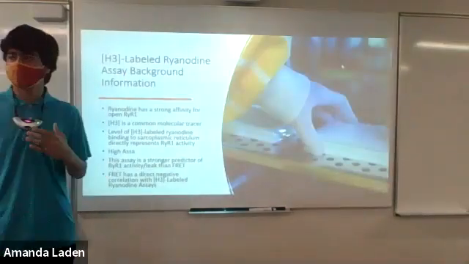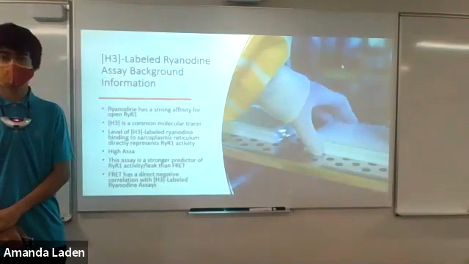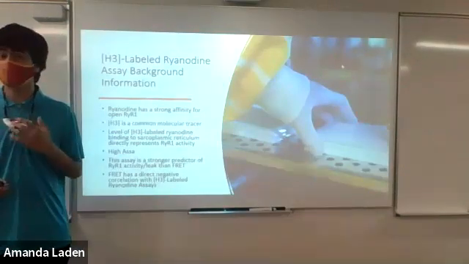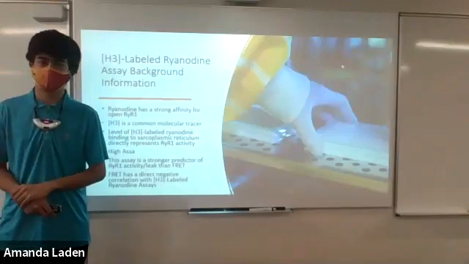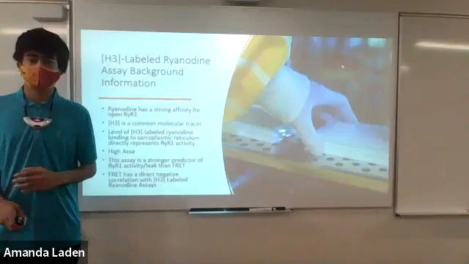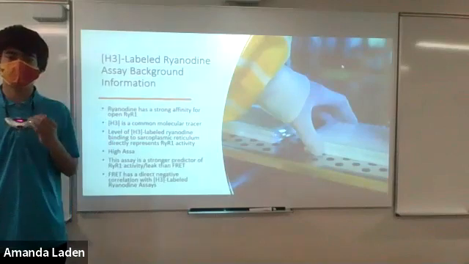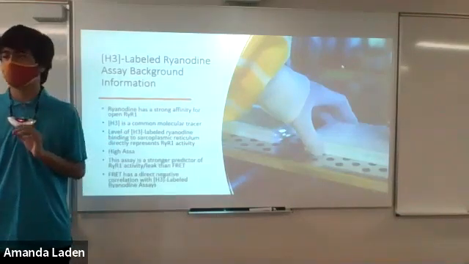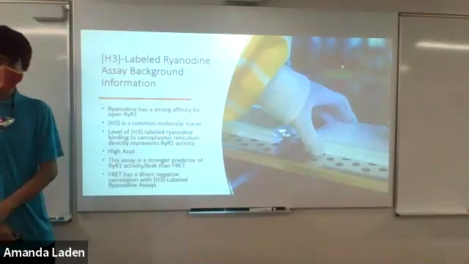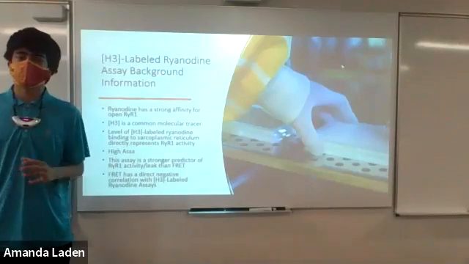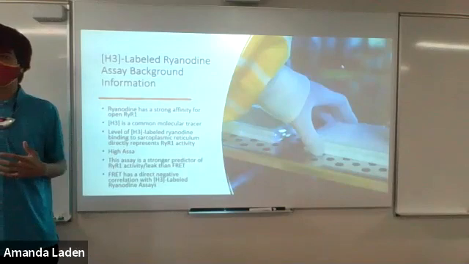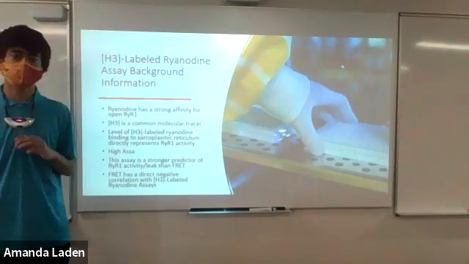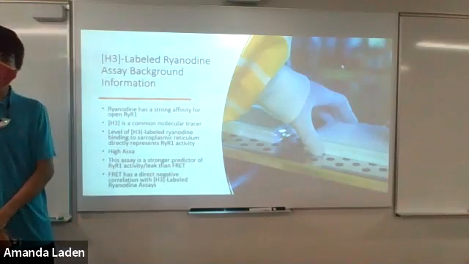Now let's talk about the second set of data that's used in this project. Tritium labeled ranidine assays. Ranidine is a molecule that has a strong affinity for binding to the open channel state of ranidine receptor 1. Tritium is a common molecular tracer that's used in biology in order to detect where molecules can be.